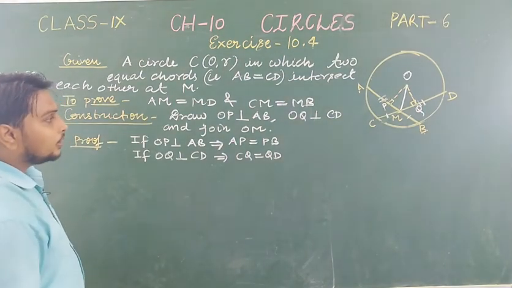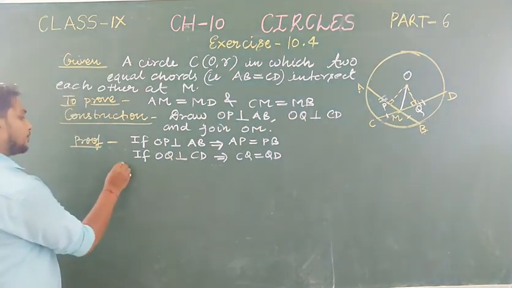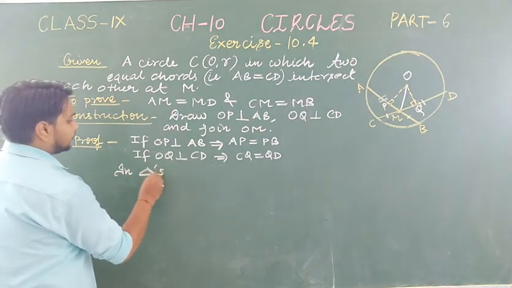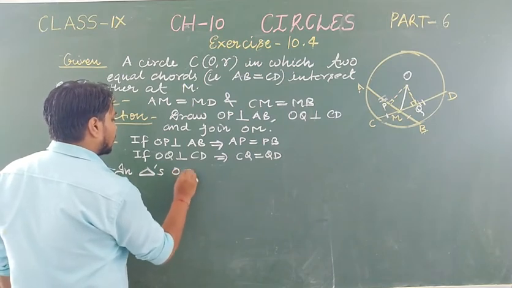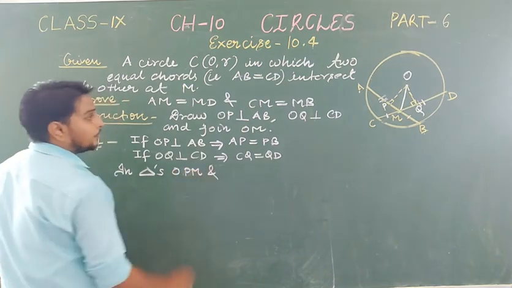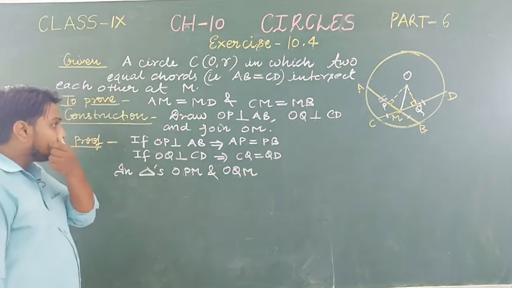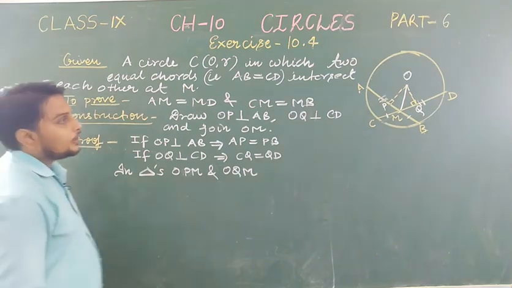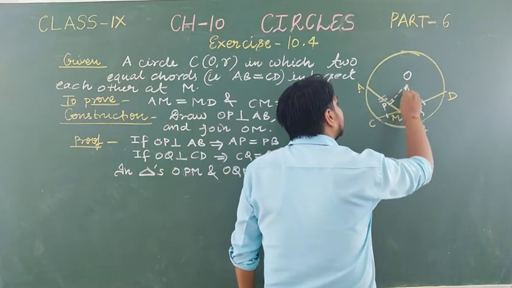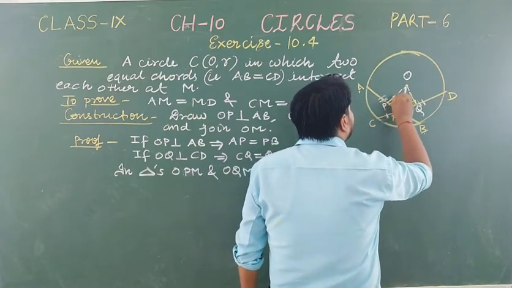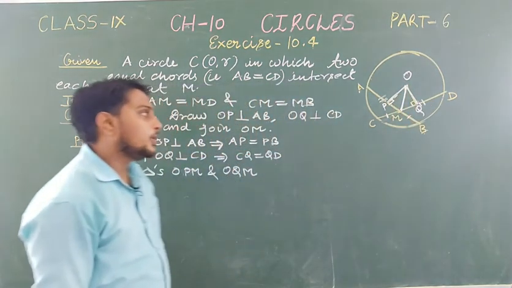Now students, let us see in the triangles OPM and OQM. In these two triangles, students, you can see that here it is a right angle, here the hypotenuse is common, and we know that equal chords are equidistant from the center.